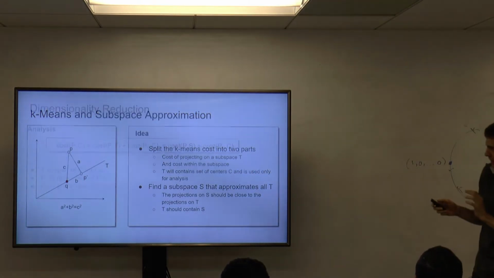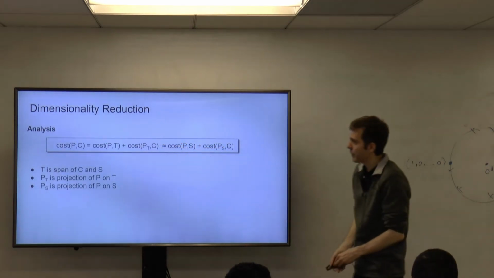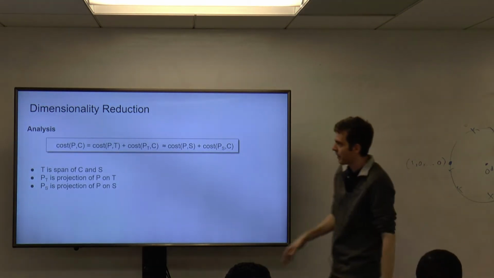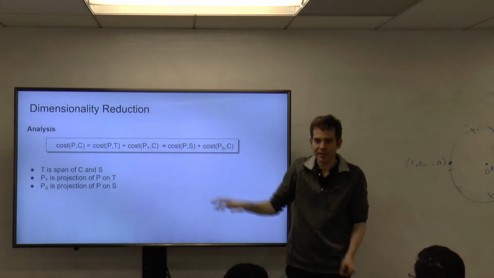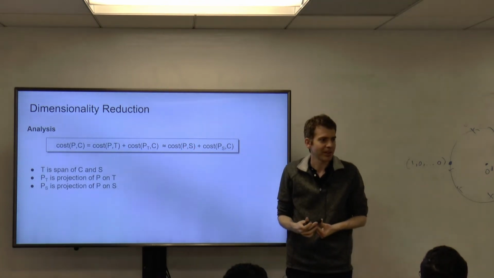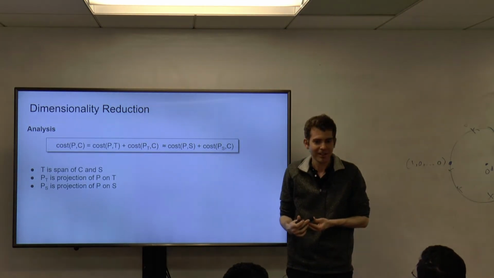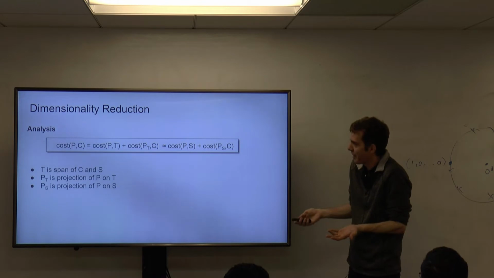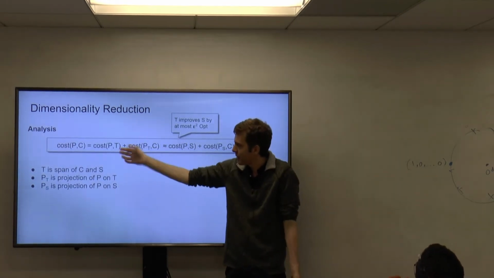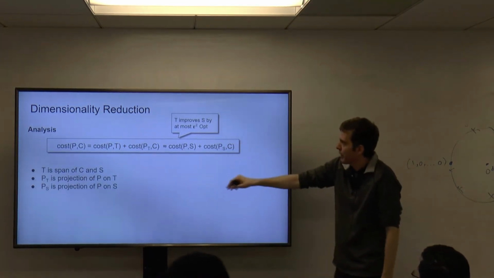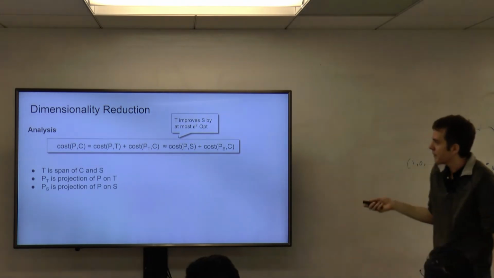So let me just go back to this approximation. Okay. So the first claim is that the cost of P comma T is about the same as the cost of P comma S. Why is that? Well, that's the termination condition of the algorithm, right? We know that T, the way it's formed, is I'm just adjoining the span of K centers, and so T can improve the cost of S by at most epsilon squared opt. Right? Okay, good.